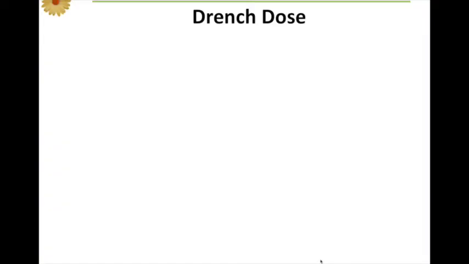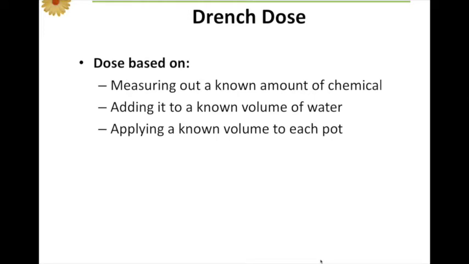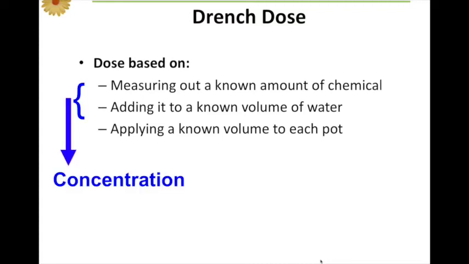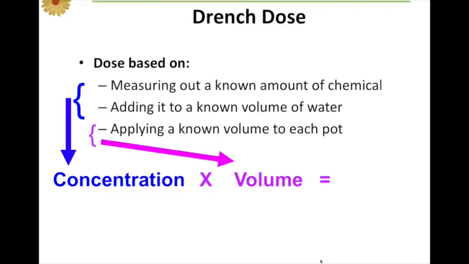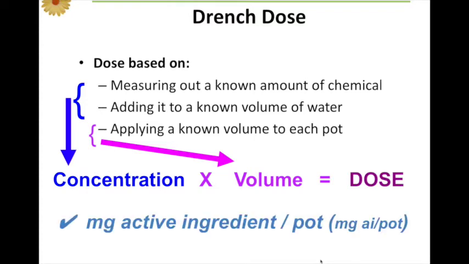And so what I mean by that is that when you look at a drench dose, it's based on measuring out a known amount of chemical, adding that to a known volume of water, and applying a known volume to each pot. So the first 2 factors will make the concentration of that solution. The concentration times the volume then will equal the dose. So that is what we're giving per plant. So when we do milligrams of AI, we in fact do that. But with a parts per million recommendation, I want to say we're being lazy because we forget the volume part.